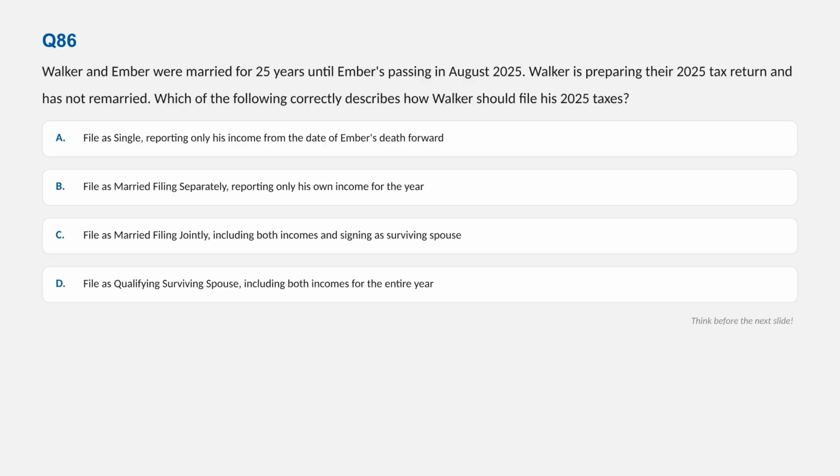A. File as single, reporting only his income from the date of Ember's death forward. B. File as married, filing separately, reporting only his own income for the year. C. File as married, filing jointly, including both incomes and signing as surviving spouse. D. File as qualifying surviving spouse, including both incomes for the entire year.